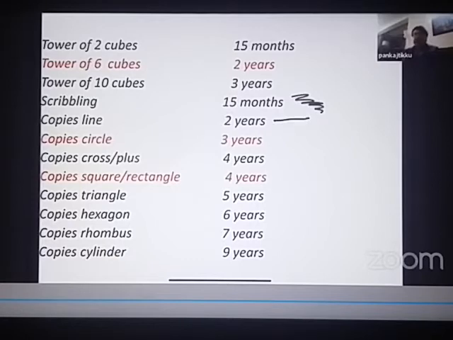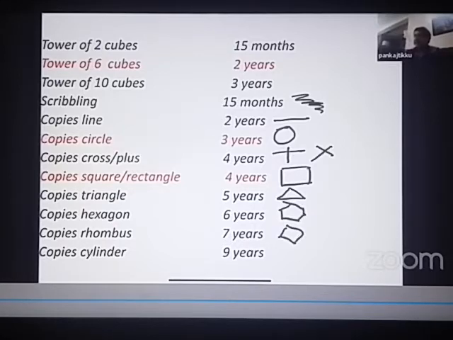He can copy a line at the age of 2 years. He can copy a circle at the age of 3 years. He can copy a plus or a cross at the age of 4 years. He can copy a square or rectangle at the age of 4 years. He can copy a triangle at the age of 5 years. He can copy a hexagon at the age of 6 years. He can copy a rhombus at the age of 7 years. And he can copy a cylinder at the age of 9 years.